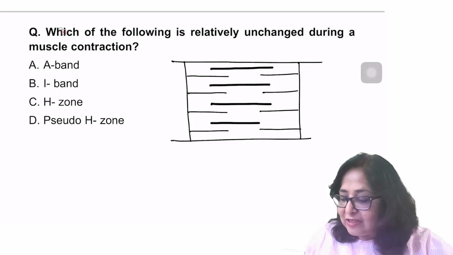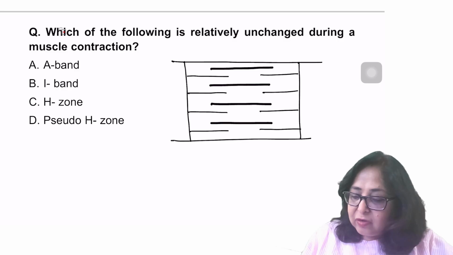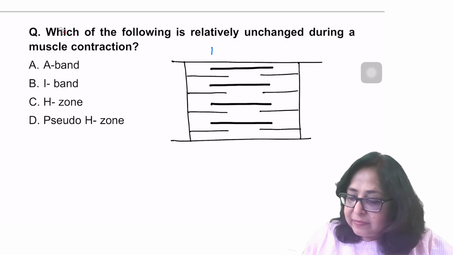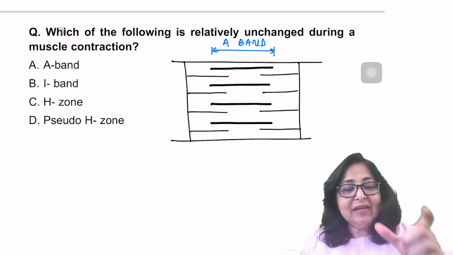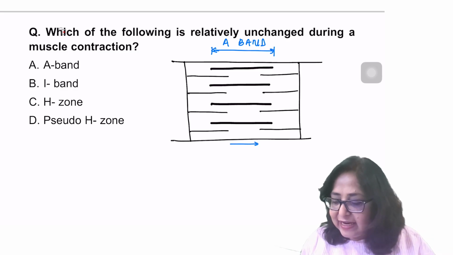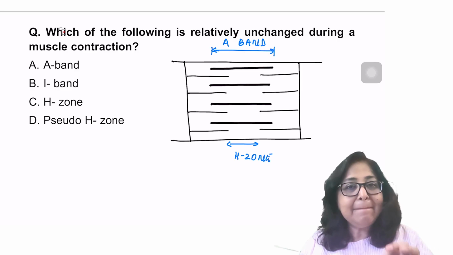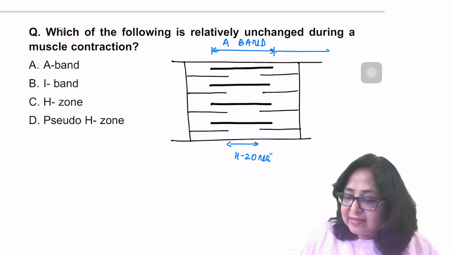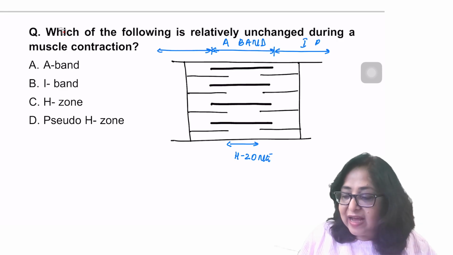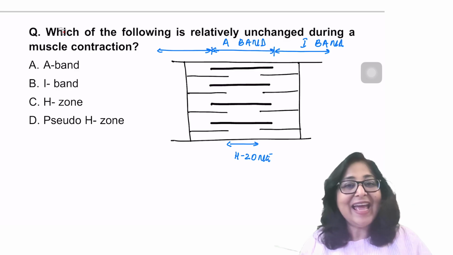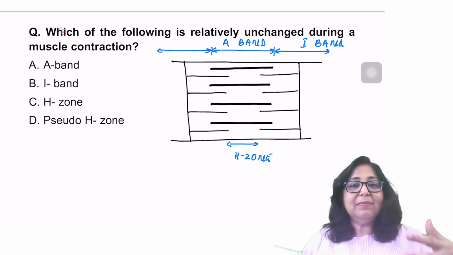Now, which are the bands which are present? The A band, or the dark band, it consists of myosin plus the overlapped actin. Within the dark band, we have a slightly lighter area, which is called the H zone, and H zone is only myosin. On either side of the A band, we have the light band, which is the I band, which is only actin. Now, what happens during a muscle contraction?